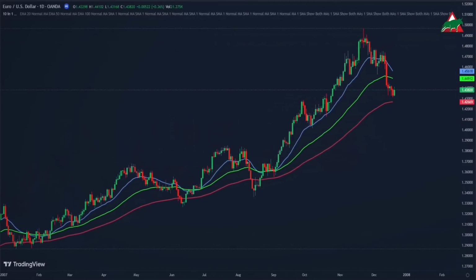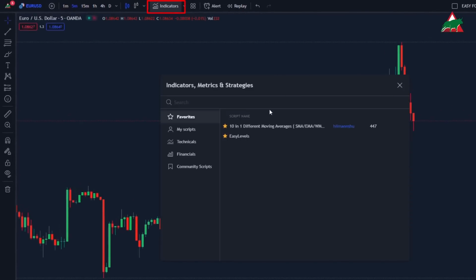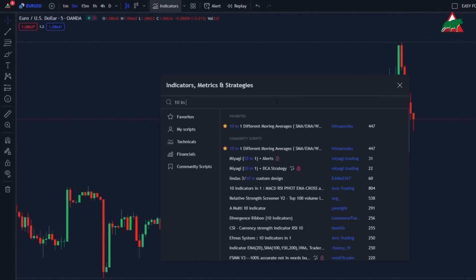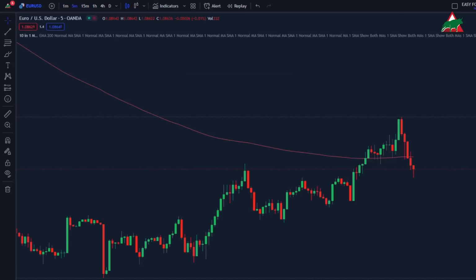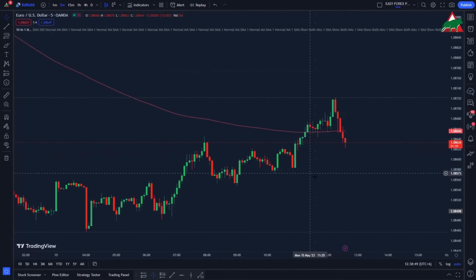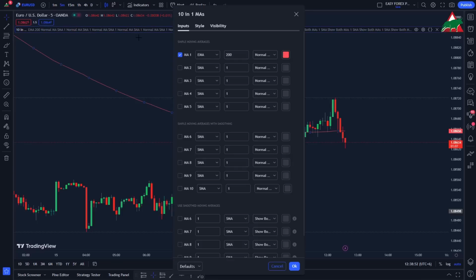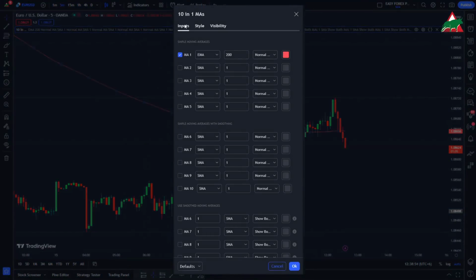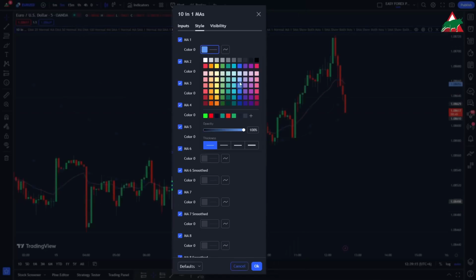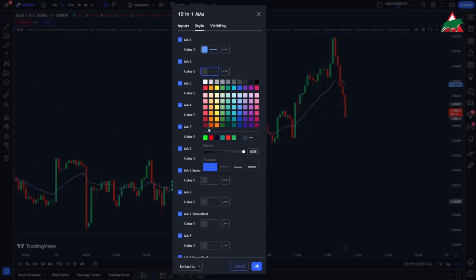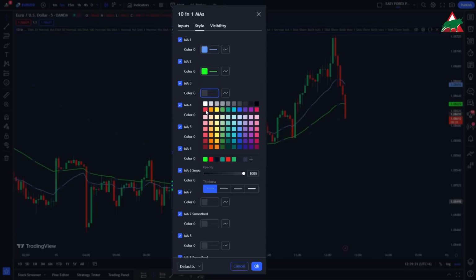To apply this strategy, go to the Indicators tab and search for the 10 and 1 different moving averages by Himanshu. Select and apply this one to our chart, and then go to the indicator settings. Head over to the Inputs tab and enable MA2 and MA3. Change the type to EMA and change the length to 20, 50, and 100. And then go to the Style tab and change the indicator's colors and thickness to make it more visible in the chart.